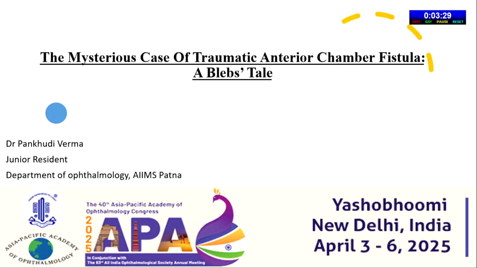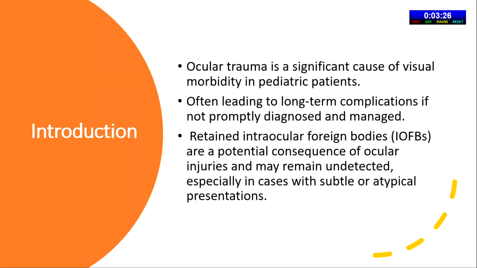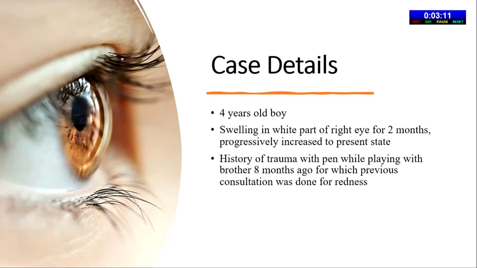Good afternoon. I am going to present a mysterious case of traumatic anterior chamber fistula, a bleb. Ocular trauma is a significant cause of visual morbidity in pediatric patients, often leading to long-term complications if not promptly diagnosed and managed. Retained IOFB are a potential consequence of ocular trauma. A 4-year-old boy presented with complaint of swelling in the white part of the right eye for 2 months, which progressively increased to the present state.